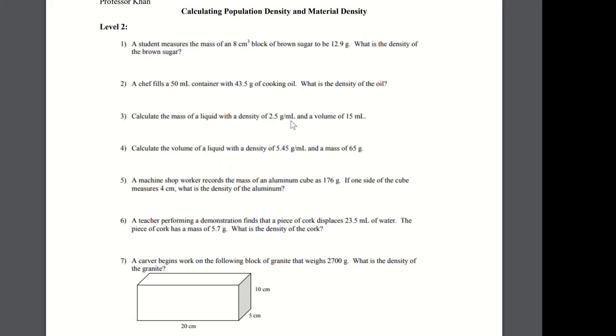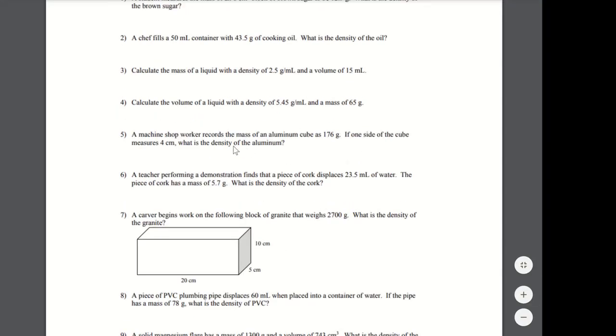Sometimes I give you the density and I give you the volume and ask you for the mass. Go back in the video, see how to calculate that. Sometimes I give you the mass and density, and now you're calculating the volume. You know the density, you know the mass, calculate the volume. So on and so forth.